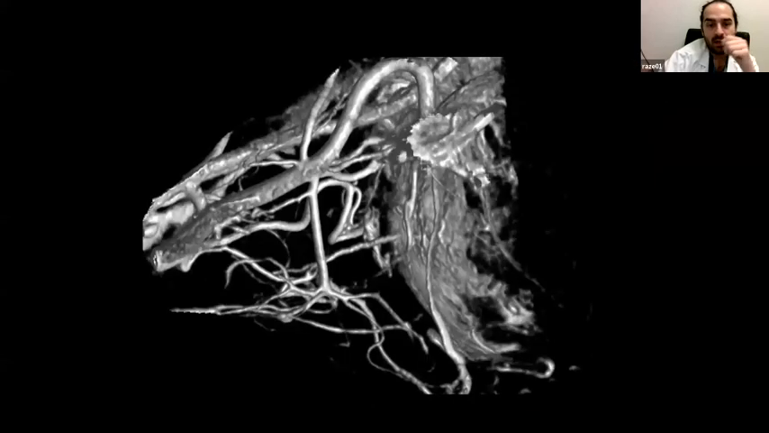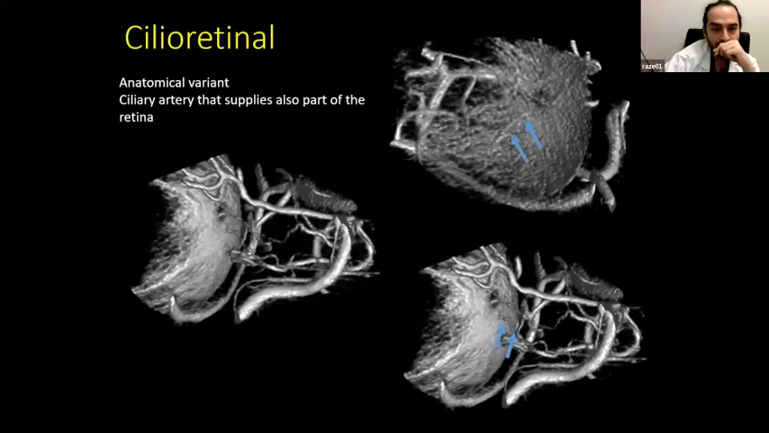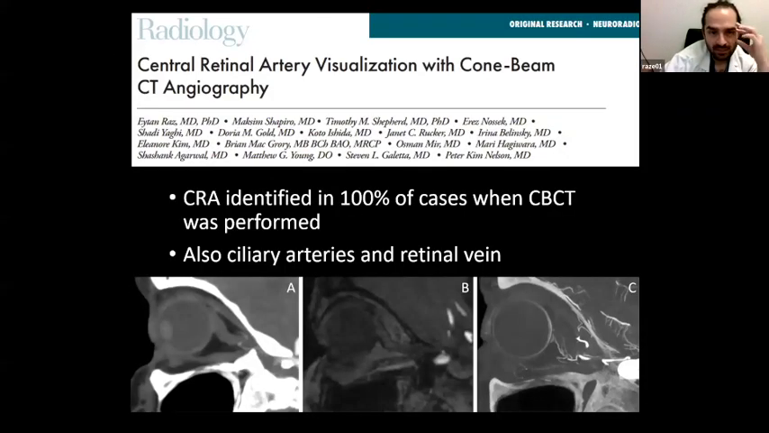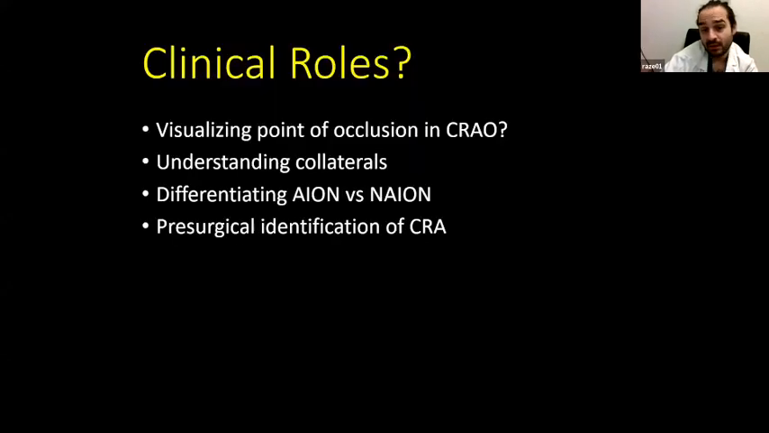So to finish up, we published this experience last year, showing the role of cone beam CT to visualize the central retinal artery. Something that can open up clinical roles, like, for example, what can this be useful for? It's to be defined, but certainly this is what we can get with this kind of imaging today.